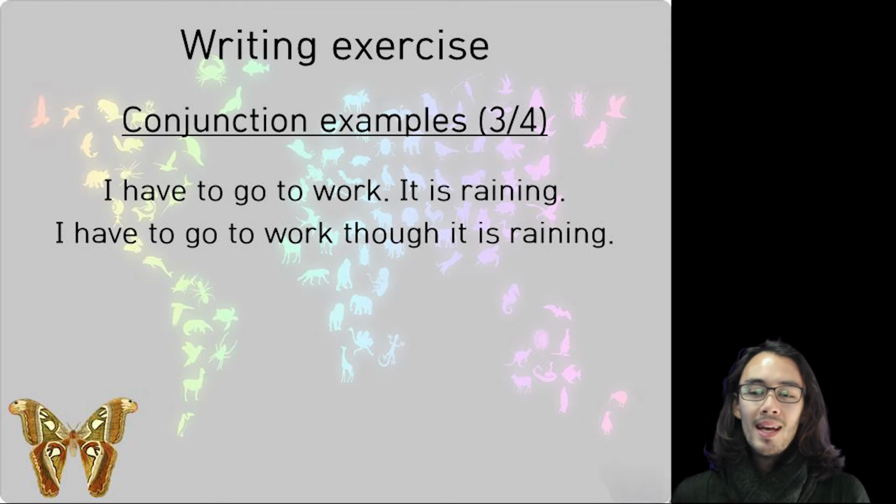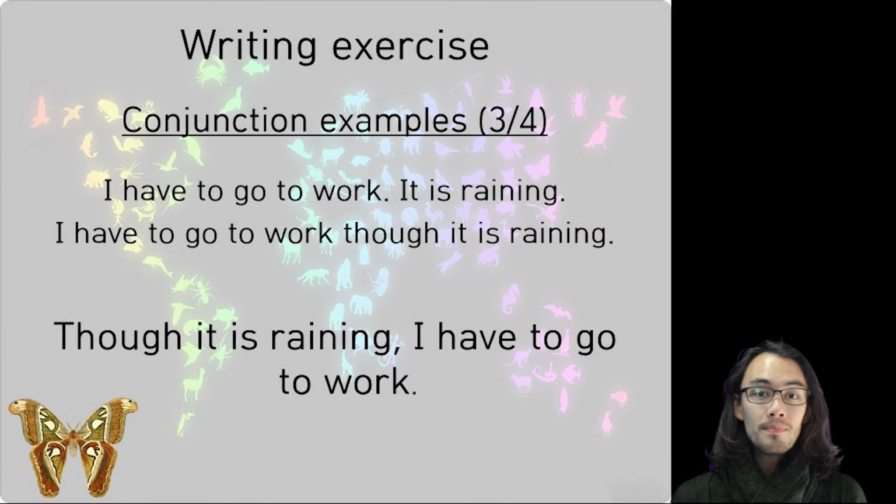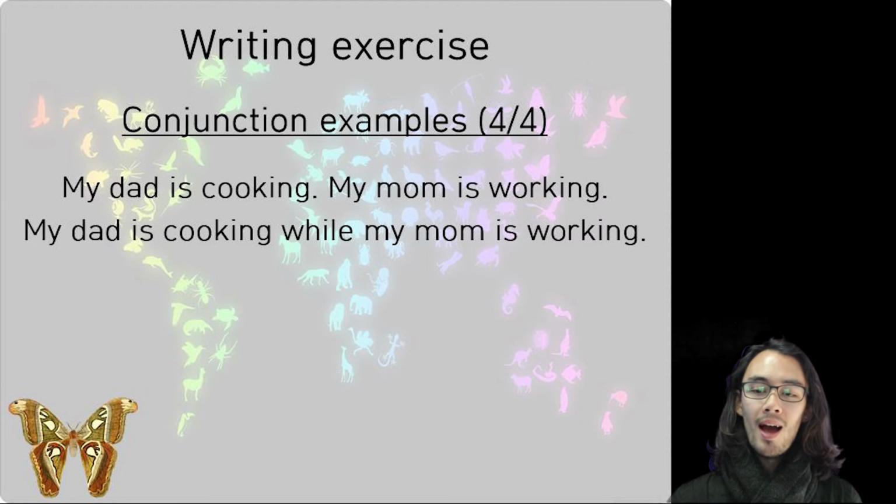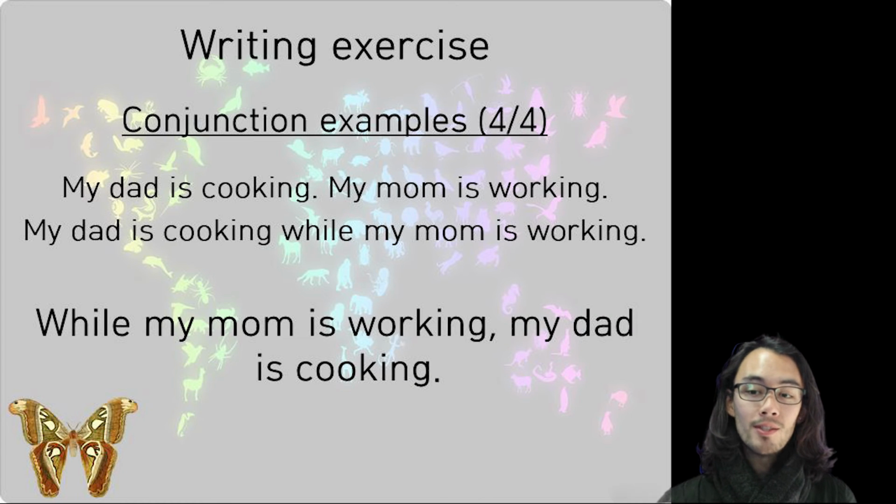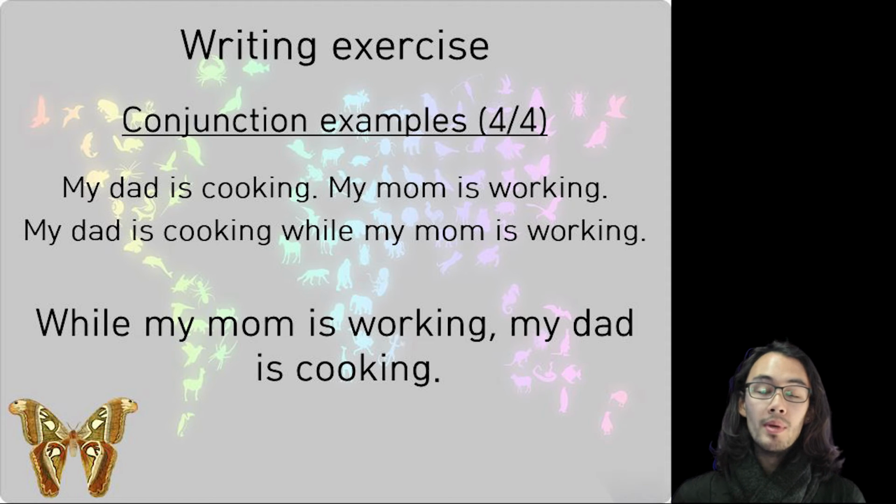Okay. The next one, I have to go to work. It is raining. I can combine them with the word though. I have to go to work though it is raining. Or I can start it and say, though it is raining, I have to go to work. And the last one is my dad is cooking, my mom is working. I can combine them and say my dad is cooking while my mom is working. Or I can start it and say while my mom is working, my dad is cooking.